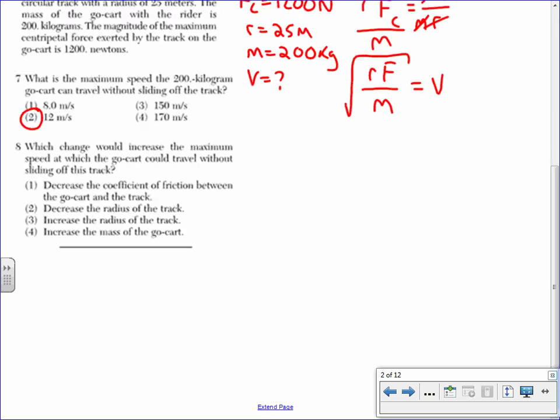Number 8, what change would increase the maximum speed at which the go-kart could travel around the track? Well, if you look at the equation, mv squared over r, if I want to increase this maximum speed, I want to either increase the force, okay, or increase the radius. Either one would increase the speed. So now I just want to look at which one is one of the choices. Okay, and the only one that is one of those choices is increasing the radius of the track.